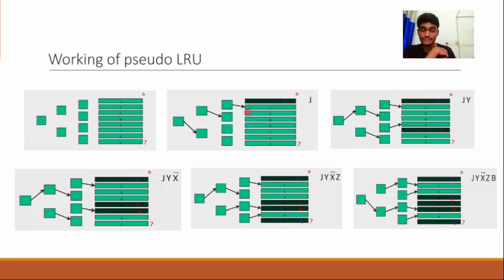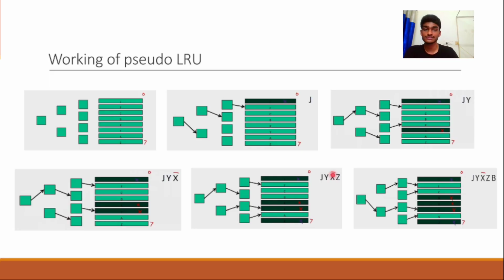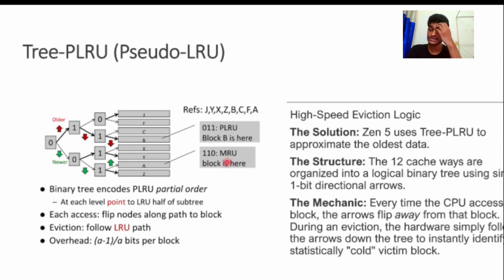In a similar way, after continuing the whole process, when all the references are done, if we trace all the pointers back from the root node to the final block, that block gives us the pseudo LRU block. So in this case, block B is the pseudo LRU block and block A is the most recently used block. So here we try to evict block B.